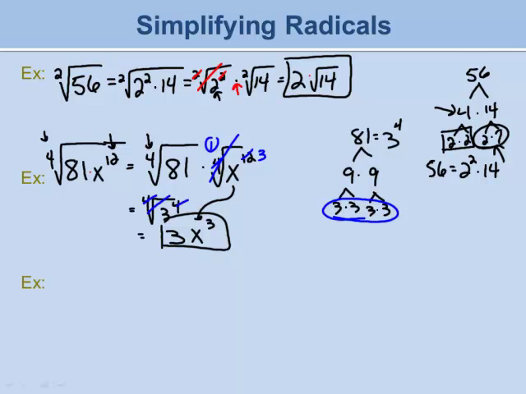All right, let's look at the square root of x to the 7th.